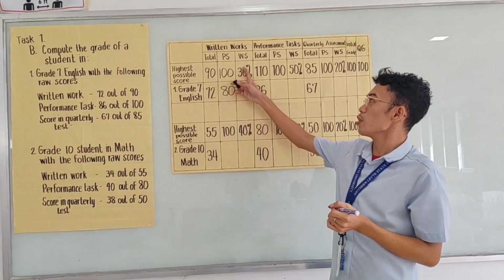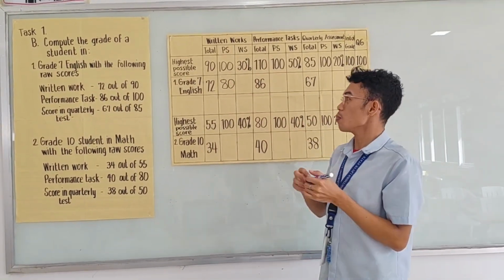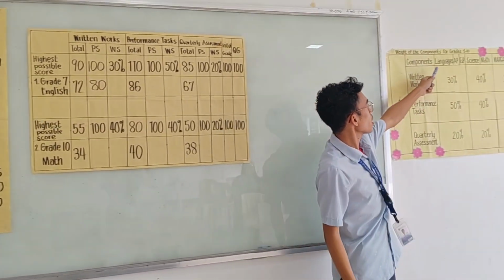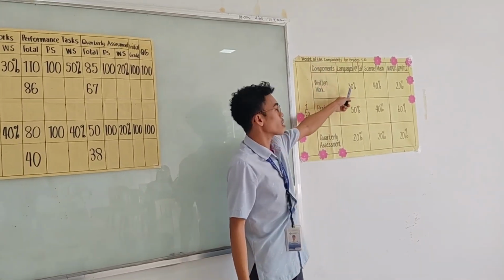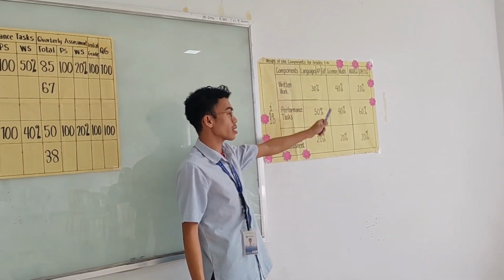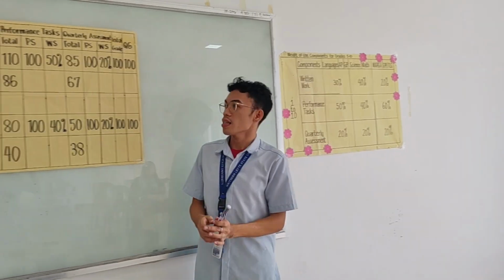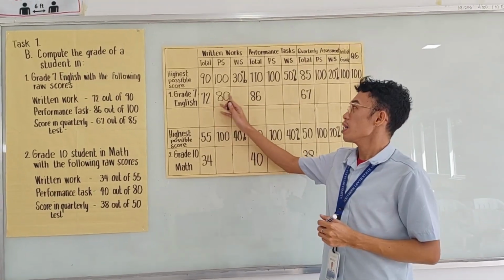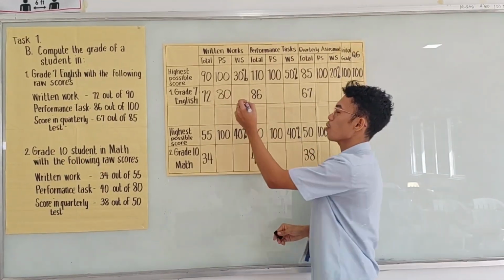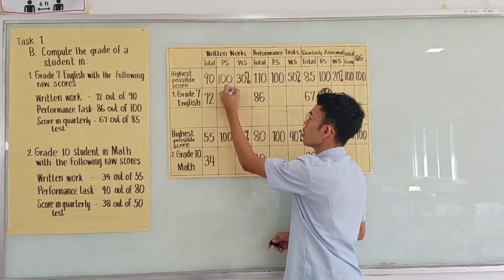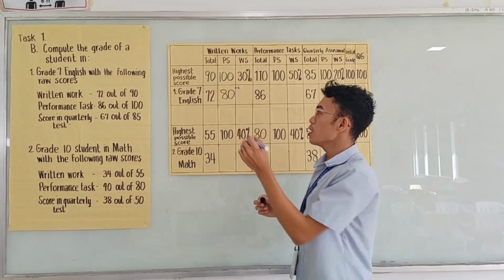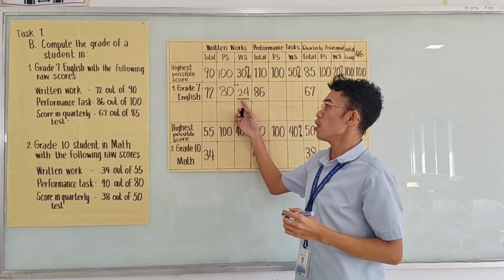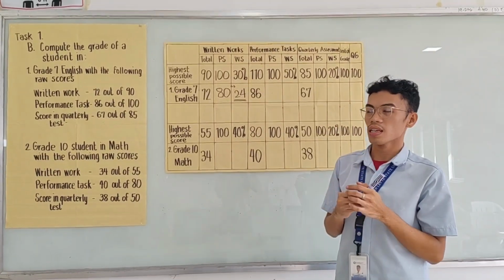And next, we're going to compute the weighted score, where the weight of the component is 30%. So as you can see, the subject is English, and English here has a weight for written work of 30%. Since the percentage score is 80, we're going to multiply it by 0.3, which is the weight of the component. So 80 times 0.3 equals 24. So this is the weighted score of written work in the subject English.